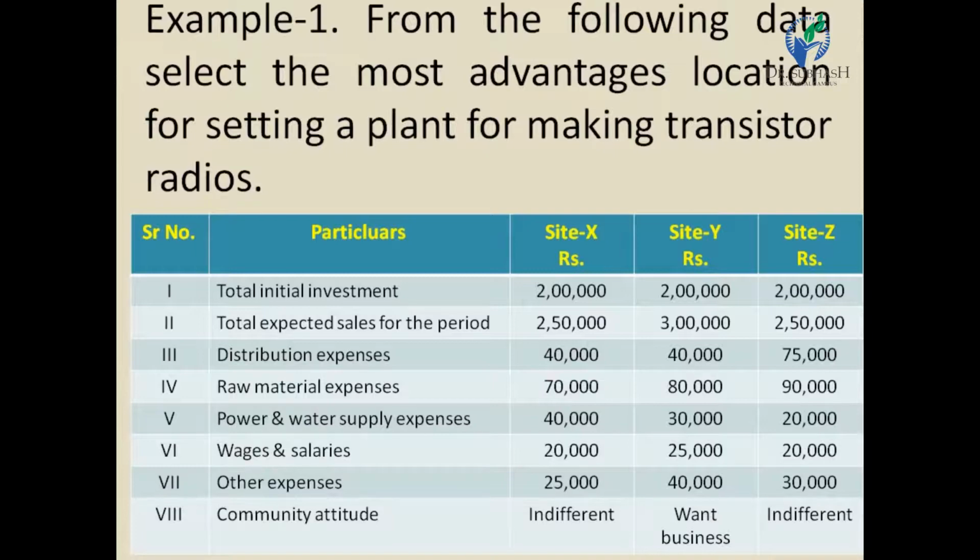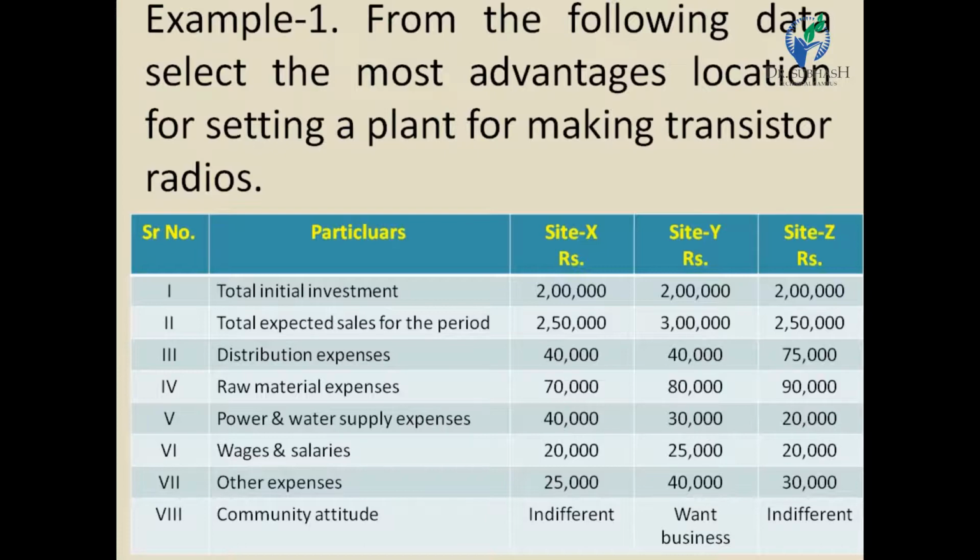You have to select a site for making transistor radios. In this example we are given 3 sites, X, Y and Z, and all the particulars are given in the table. So first of all, let us go through the data.